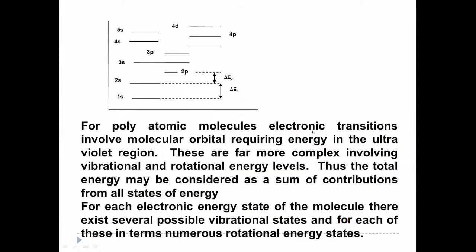So, for polyatomic molecules, the electronic transitions involve not atomic orbitals, but molecular orbitals, because the orbital energy levels for polyatomic molecules contain a number of atoms associated with each other. Therefore, these atomic orbitals merge into each other to form molecular orbitals. So, for single atoms we call them atomic orbitals, and for a number of atoms, the resulting energy levels are called molecular orbitals.